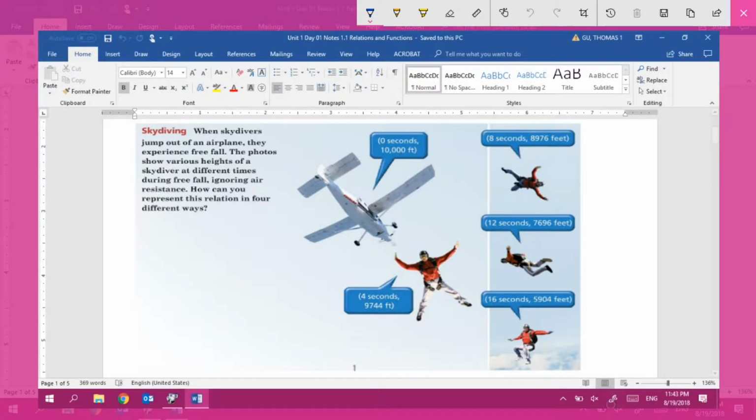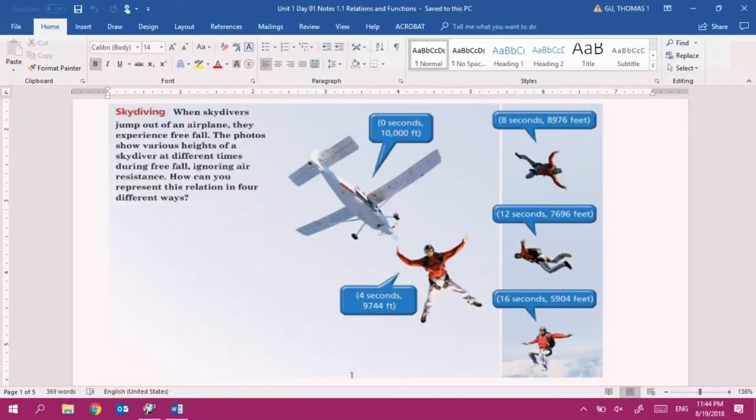Check this out. At 0 seconds, he's still in the airplane. He's 10,000 feet high in the air. At 4 seconds, he's 9,744 feet high in the air because he's falling down a little bit. 8 seconds, he's dropped more. 12 seconds, he's dropped even more. 16 seconds, he's dropped even more. So let's look. There are 4 different ways we can represent this function.